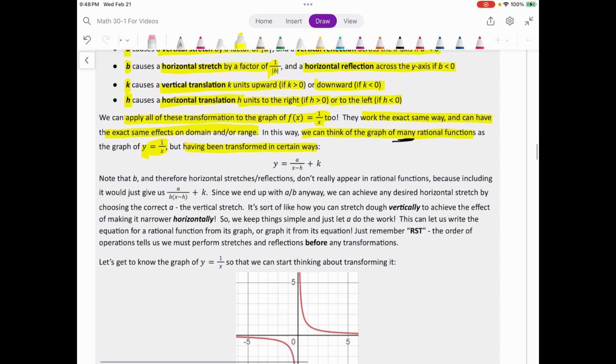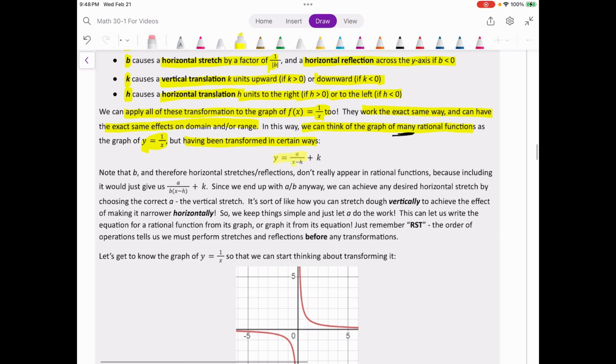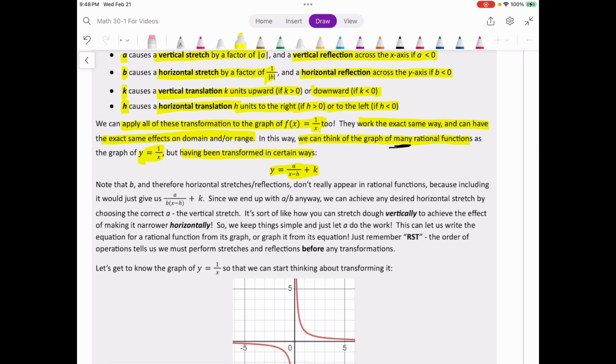So here is what we get. Y equals a over x minus h plus k. That's what happens when we apply the general transformations for functions to this equation. Okay, I'm going to point something out first, then I'll talk a little bit more about where this comes from if you're feeling a little uncomfortable with it, because you're probably noticing, where's b?